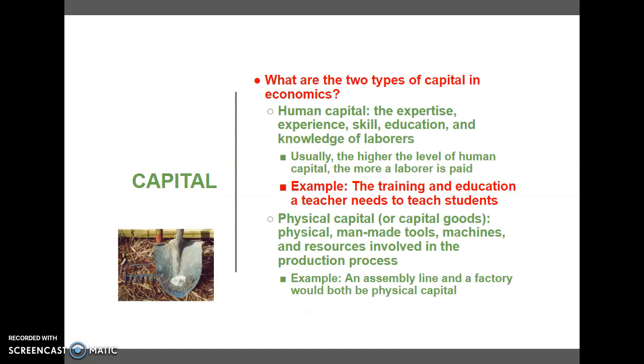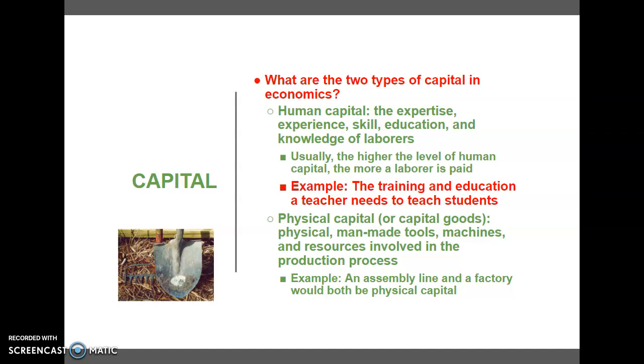All right, guys, capital. What are the two types of capital in economics? Well, first there's human capital. This is what I was talking about a little bit earlier. Human capital is the expertise or experience, skill or education, and knowledge of the laborers. Usually the higher the level of human capital, the more the laborer is paid. An example of this would be the training and education that a teacher needs in order to teach you guys.